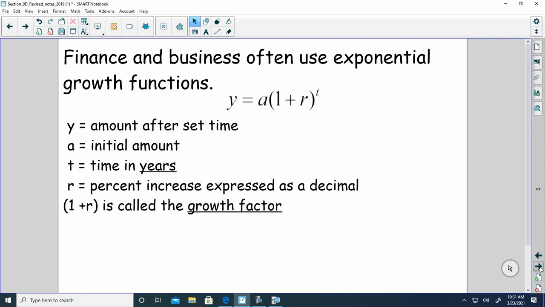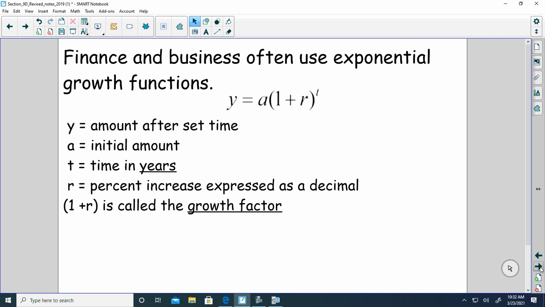Let's see. Y is equal to the amount after time. A is the initial amount. T is time in years. R represents the increase expressed as a decimal. And then 1 plus R is called the growth factor.